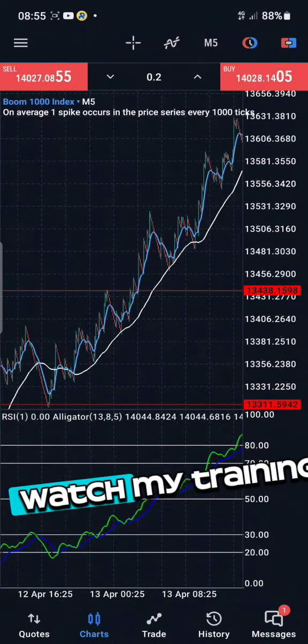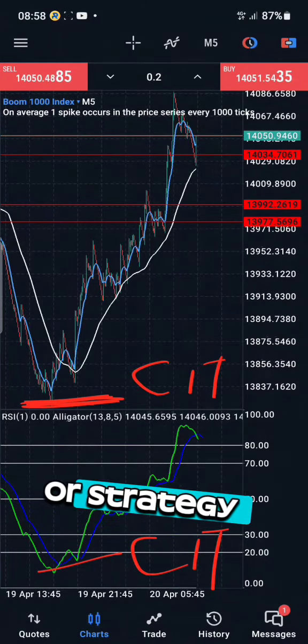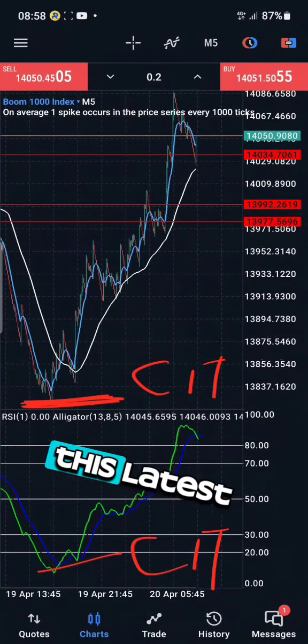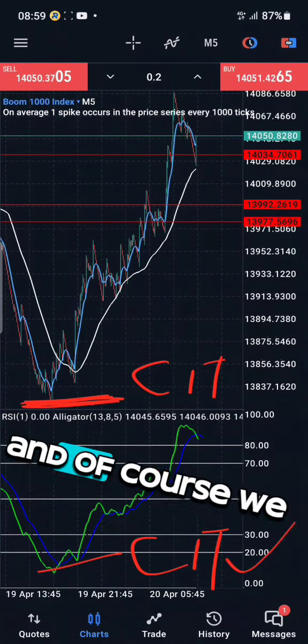Okay, so because it has gotten to below 20, it means that the market has oversold. So we are expecting the CIT strategy to work here, but sometimes it can still break out from there and go for the BRO strategy. But this time around, the CIT strategy worked out well, and of course we had an upward crossing, and because we had an upward crossing, it gave us an opportunity to buy more, and the same thing also happened around there.